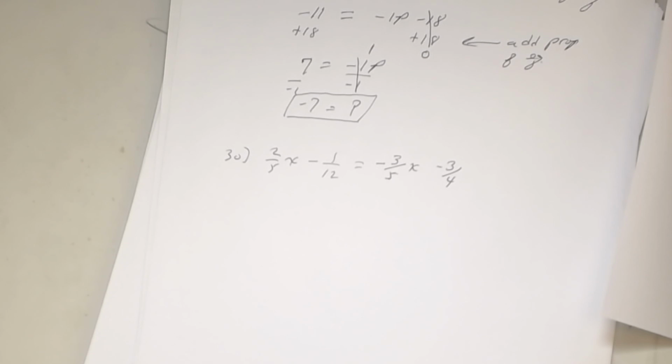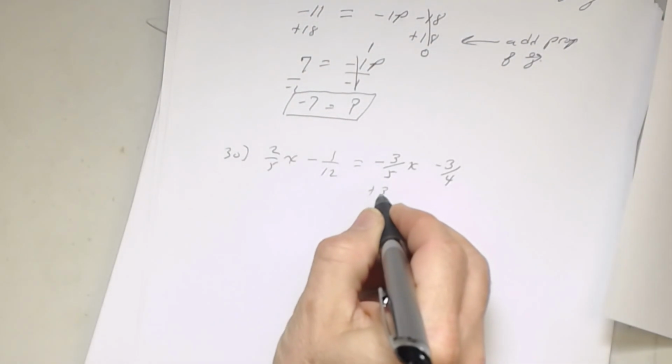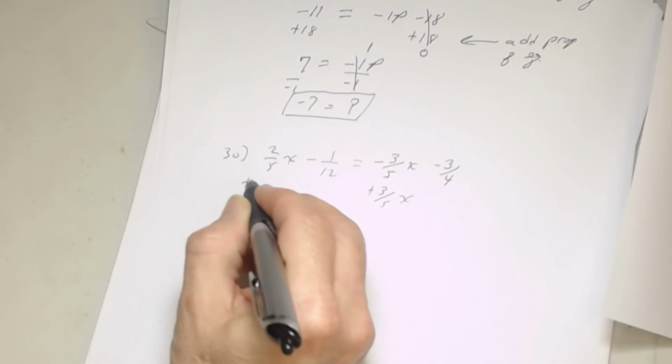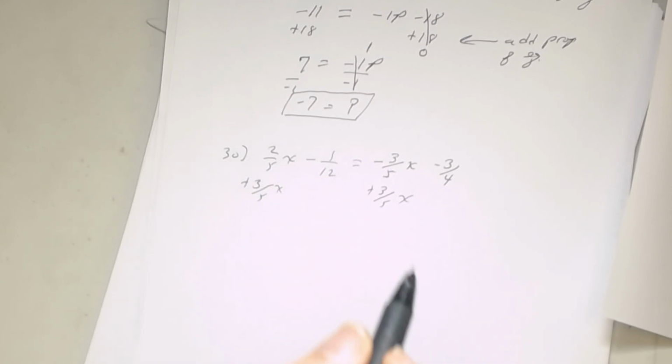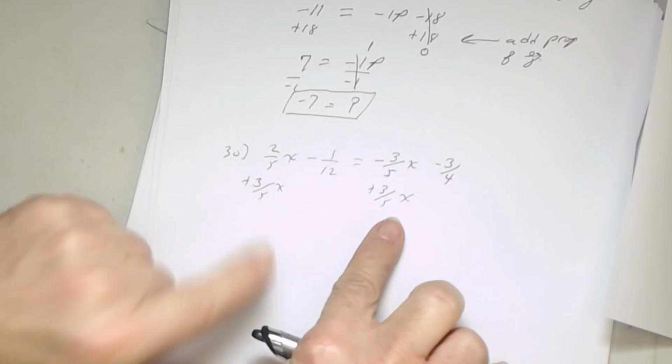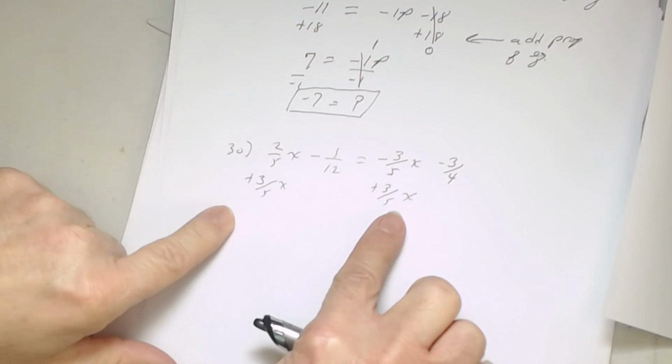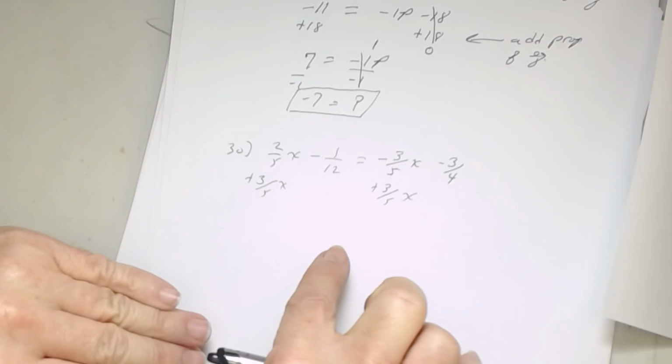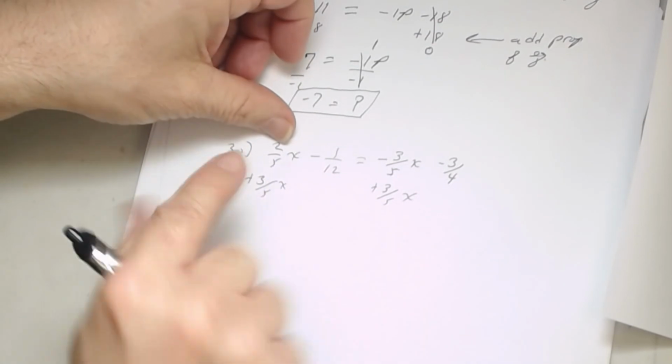All right, let's bring the variables to the left. So let's start with the variables first. What would I do to both sides? Add 3/5 x, right? Combining like terms, just like this. So what property am I doing right now? Addition property. Now, once you do addition property, what's the next step? Combine like terms.